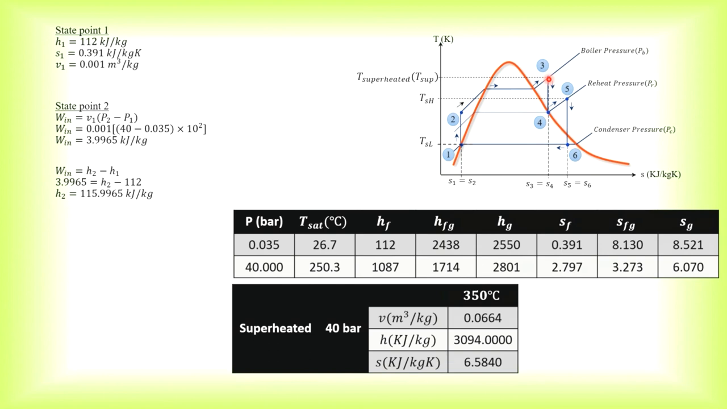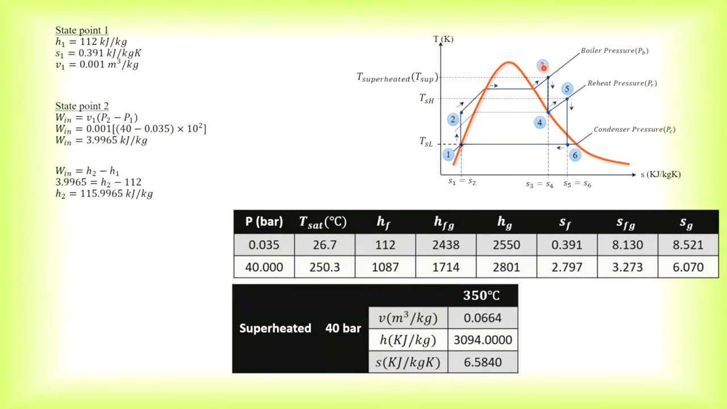Then the next one is moved to state 3. State 3 is at the superheated temperature of 350 and 40 bar. So 40 bar, 350. What we need is the enthalpy and the entropy. Any time you see there is an isentropic compression or expansion, these are expansions. You need the point before it undergoes the expansion.